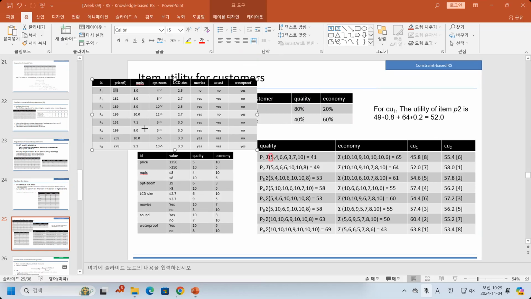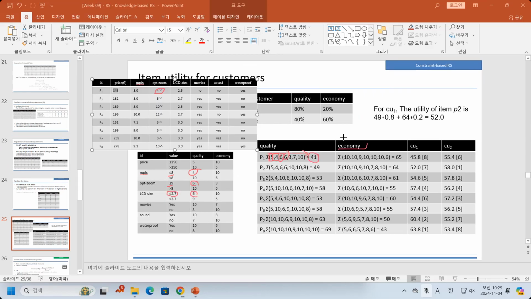What about the megapixel? The megapixel is 8. Because it is exactly 8, the quality is 4. What about the optical zoom? The optical zoom is 4 times. Because it is less than 9, the quality is 6. What about the LCD size? The LCD size is 2.5. It is less than 2.7, so the quality is 6, and so on. So we can do the summation. The summation is 41 for the quality rating.